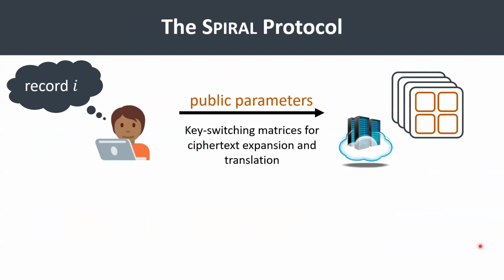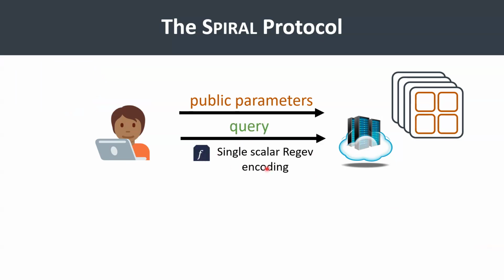Okay, so to summarize, the overall Spiral protocol operates as follows. We have the public parameters. The public parameters are basically the public key. So it's the public key used for homomorphic evaluation, these key switching matrices, these ciphertext expansion and translation matrices. All of these are basically key switching matrices from the homomorphic encryption world. These are the public parameters for the scheme. The query consists of a single Regev encryption. So I just send a Regev ciphertext to the server.